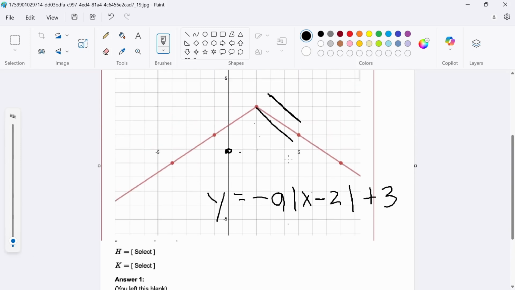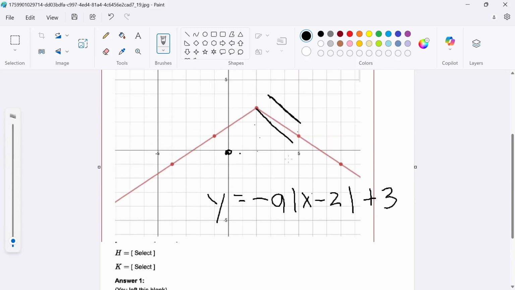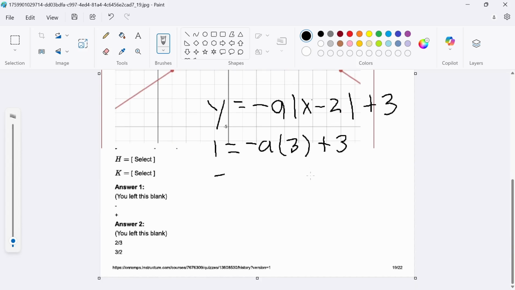Okay, so let me figure this out. I will take a point, which is 5, 1. So when y equals 1, x is 5, negative a. 5 minus 2 is 3. Absolute value of 3 is 3. Plus 3. And I subtract 3 from both sides. Minus 2 equals negative a times 3. I can also write that as negative 3a. I'll divide both sides by negative 3.